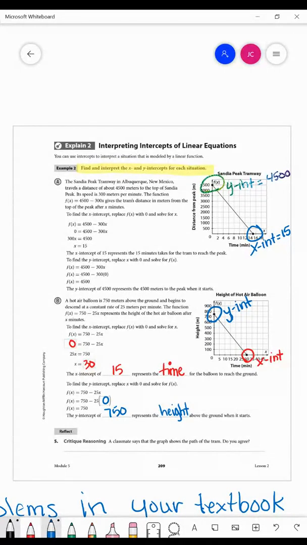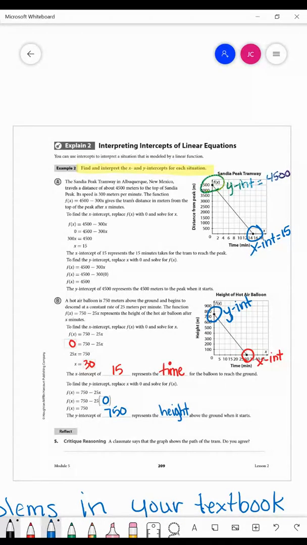They have a train that leaves New Mexico and travels 4,500 miles to get to the Sandia Peak. So it starts at 4,500 miles away from Sandia. And when does it reach Sandia? That's what they're asking here. So when it reaches Sandia, Sandia is at 0 distance away. So we put 0 in for y, solve for x, and we find out it's at 15 minutes. The y-intercept is the distance away from the peak, and that's at 4,500.